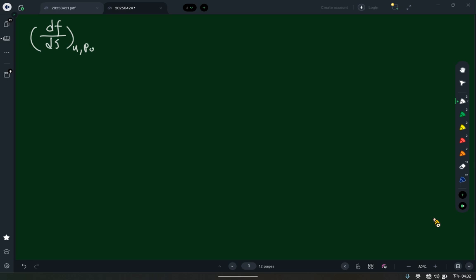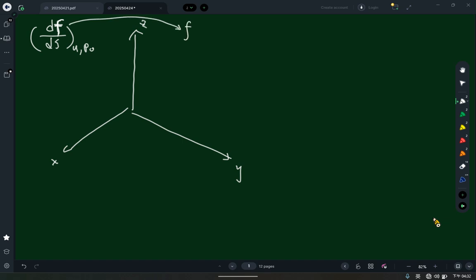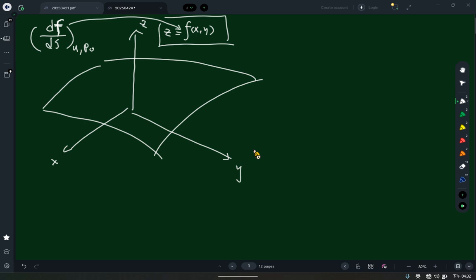You can just imagine that this is x, this is y, this is z, right? So when I give you f, f here can be defined as a function of x, y, and the return value is z. This is the first very important parameter. Once I give you this f, then you can get the surface, right?